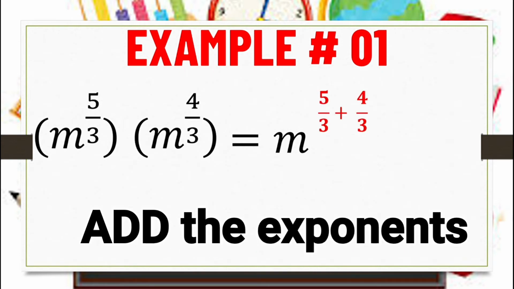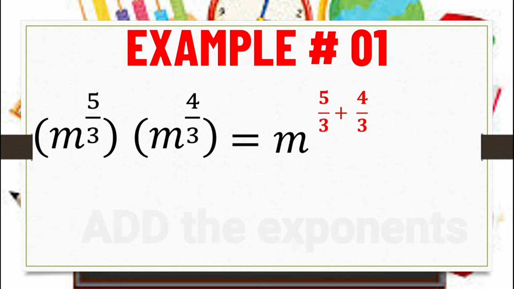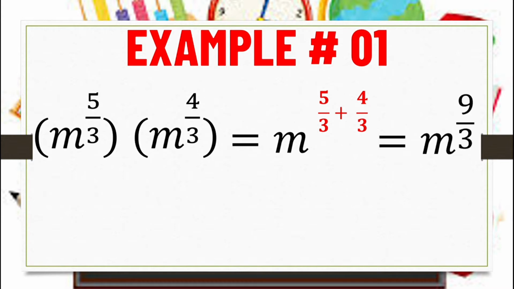This means we will simply add 5/3 and 4/3. And we will apply the rules in adding our fractions. So let's simply add our numerator and copy the denominator. This means 5 plus 4, the sum is 9, and we will copy the denominator, which is 3. Simplifying this expression will lead us to m raised to 9/3.